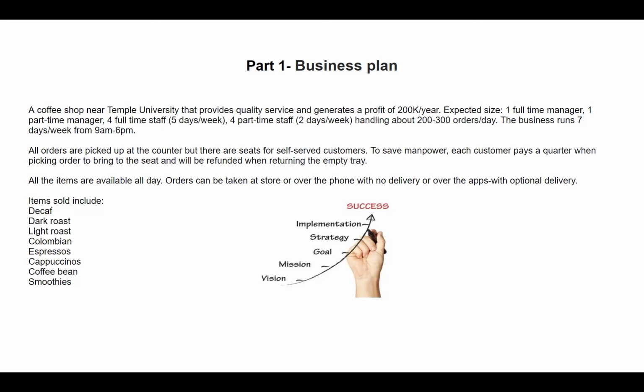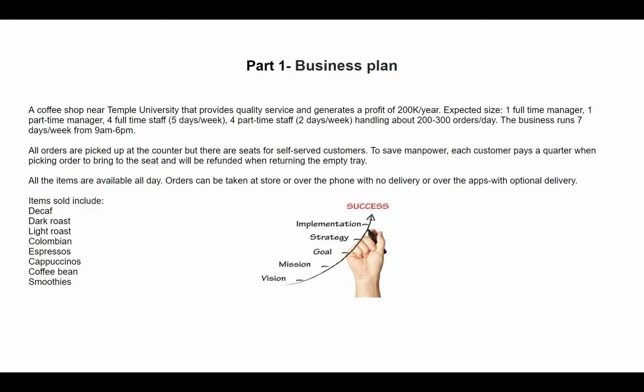The business runs 7 days per week from 9 a.m. to 6 p.m. All orders are picked up at the counter, but there are seats for self-serve customers. To save manpower, each customer pays a quarter when picking up an order to bring to the seat and will be refunded when returning the empty tray. All items are available all day.